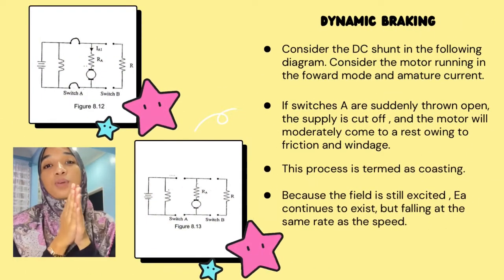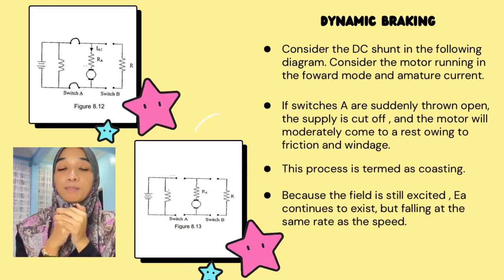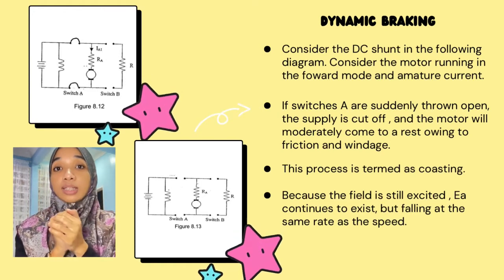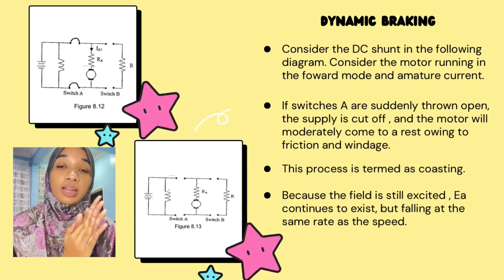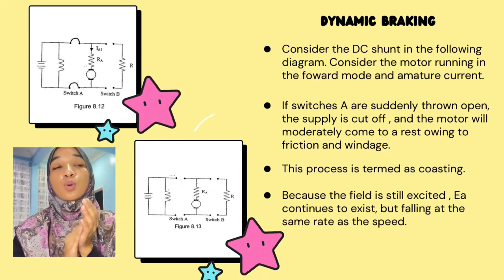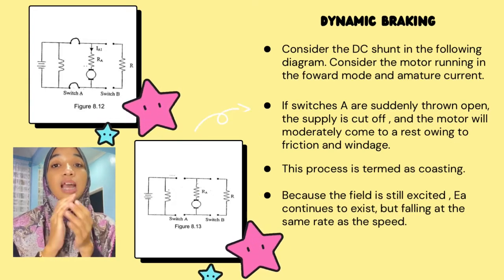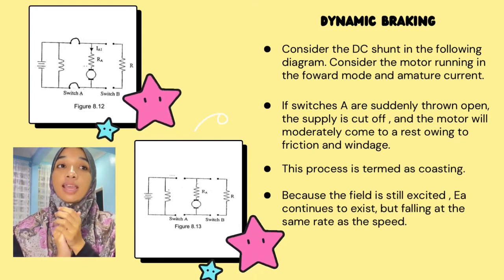So next, I will be explaining the details of dynamic braking. Consider this is the DC shunt motor in the diagram, and consider the motor is running in the forward mode with armature current. If switch A is suddenly thrown open, the supply is cut off and the motor will moderately come to a rest owing to friction and windage.